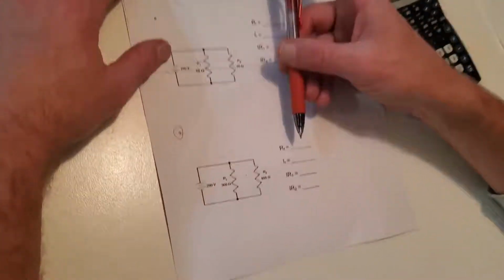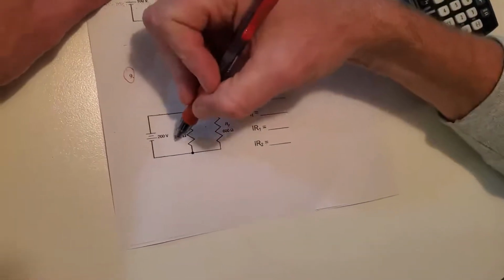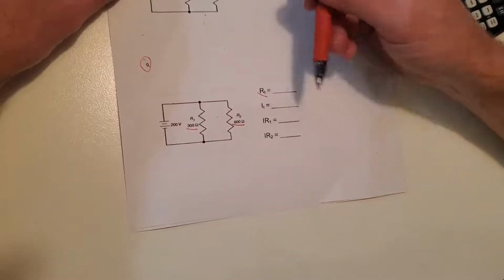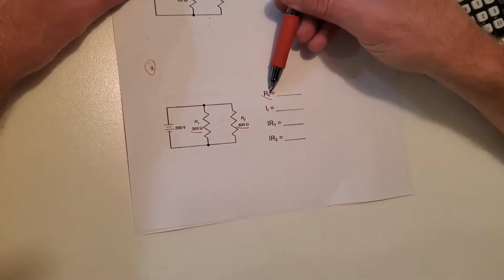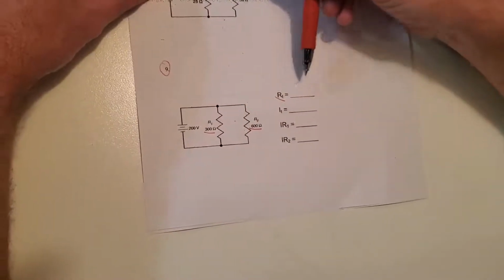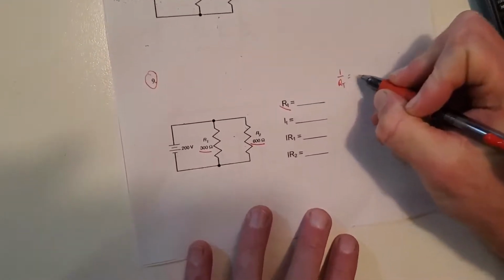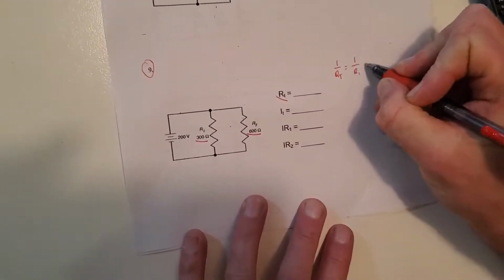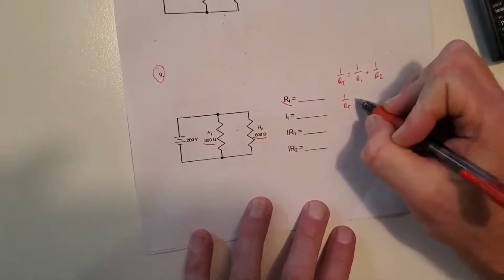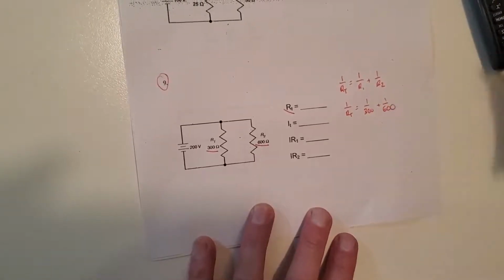So the first thing that the sheet asks us for here is RT, or resistance total. We have two resistors, a 300 and a 600. And we learned in a parallel circuit that resistance total is always less than the smallest resistor. So this is 300, so I already know my answer should be less than 300. If you remember our formula, it's 1 over RT equals 1 over R1 plus 1 over R2. So 1 over RT is going to be 1 over 300 plus 1 over 600.